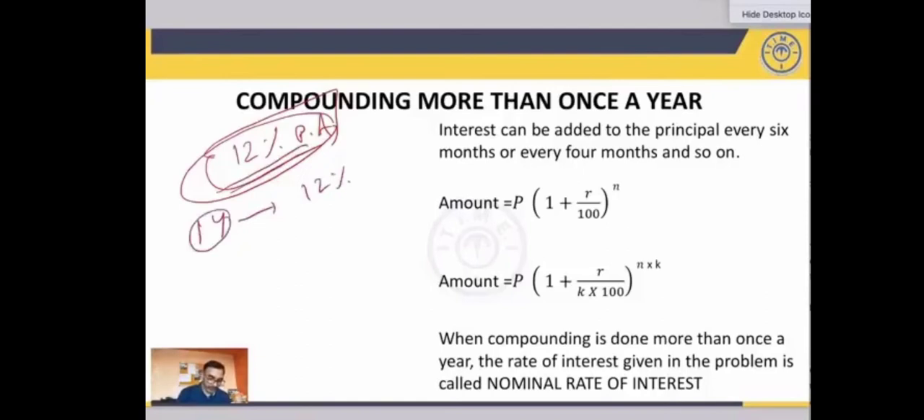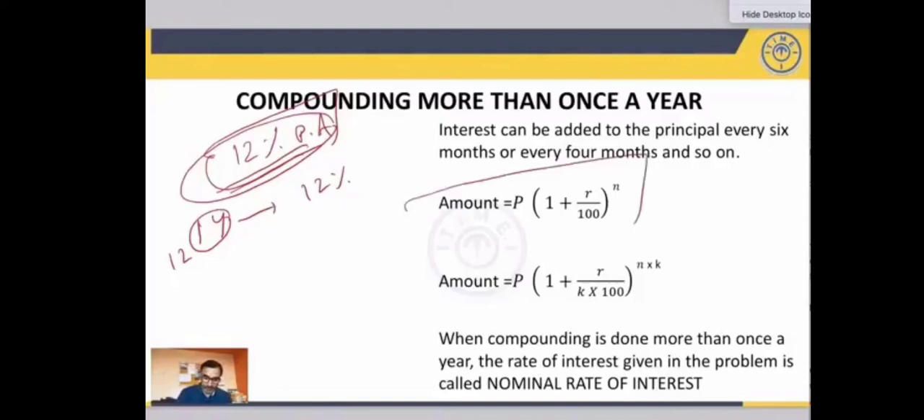1 year is how many months? 12 months. It is 12%, meaning for 1 month it will be 1%. For 6 months it will be 6%. For 3 months it will be 3%, like this. That means here interest is compounded more than once a year.